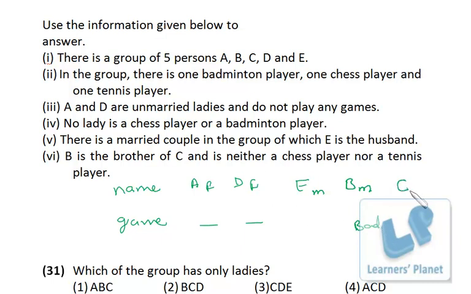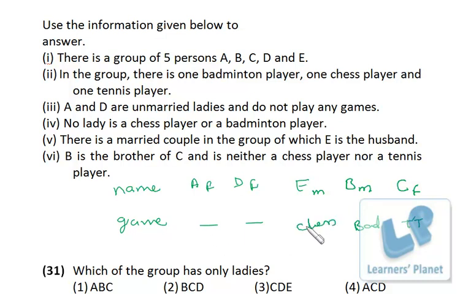Okay, and he is brother of C. Now we do not know the status of C, but we know one thing, we just have 5 persons. These two are unmarried females, and E is a husband. That means he has to be husband of C, right? So C has to be female because B is male. So now the situation is clear, and no lady is a chess player or badminton player. That means C neither plays chess nor badminton. So badminton is already occupied and chess she does not play. That means she plays the third game, that is tennis, right? That means E plays the third game, that is chess.